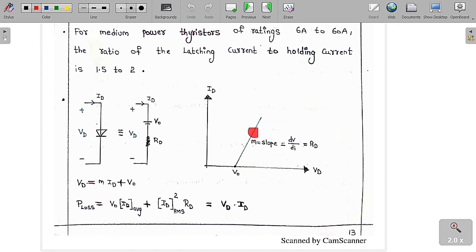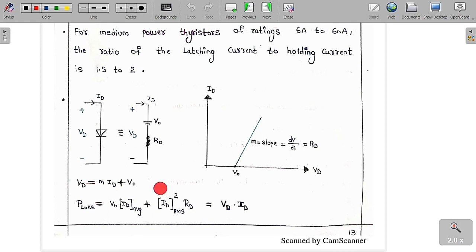So this is the equation of this line, which is VD is equal to M into ID plus V0. If you substitute ID equal to 0, we are going to get VD equal to V0.